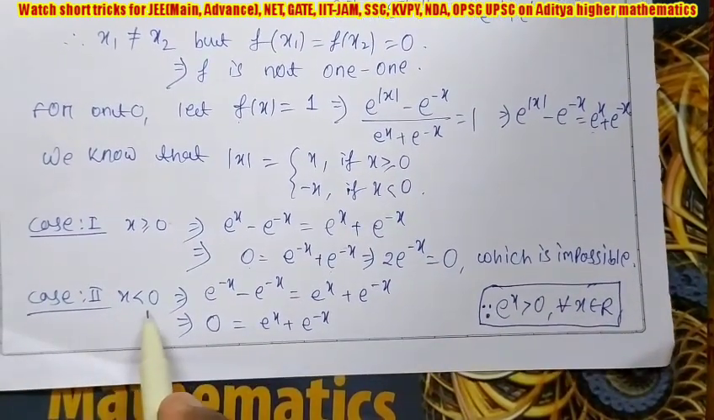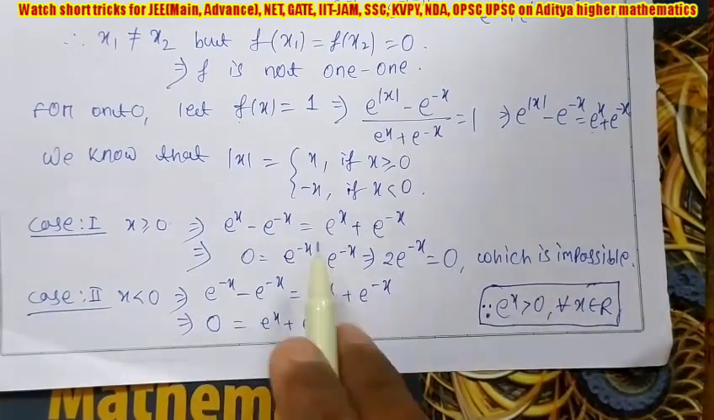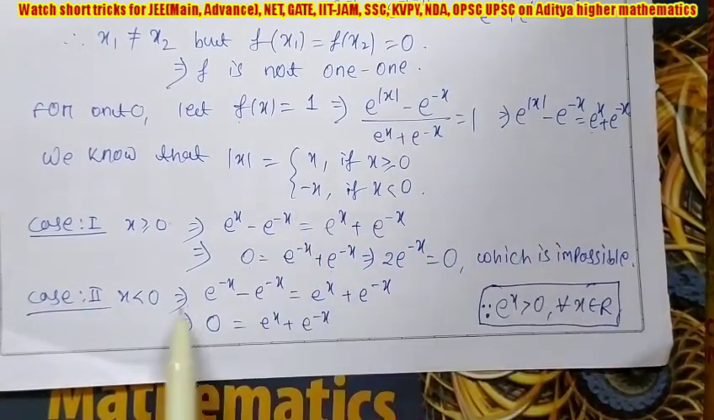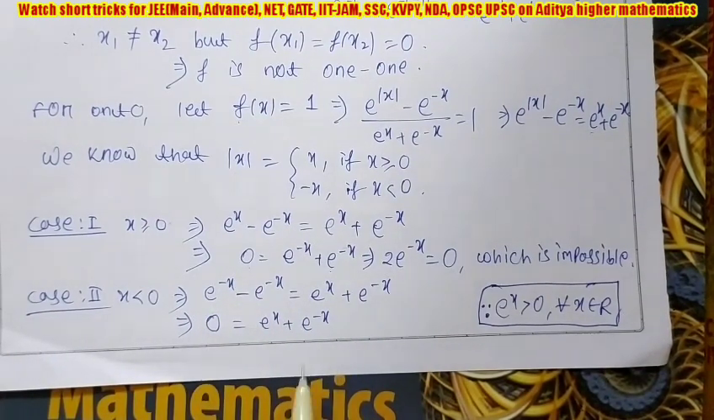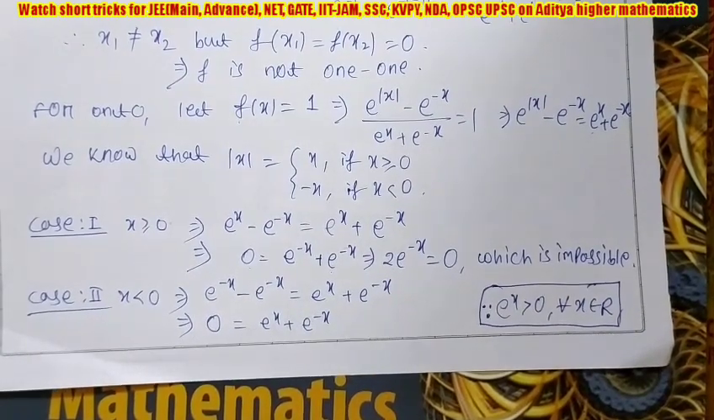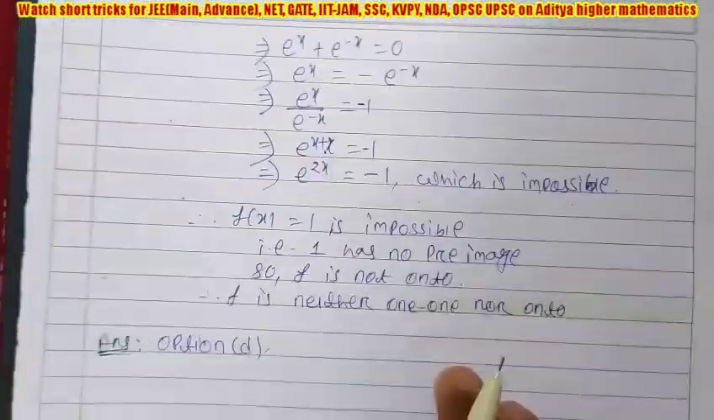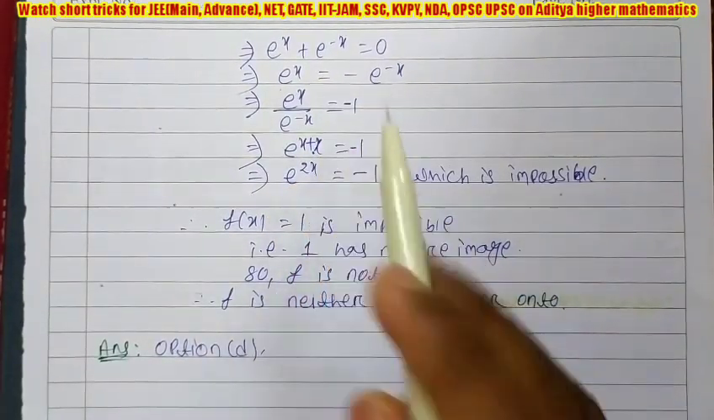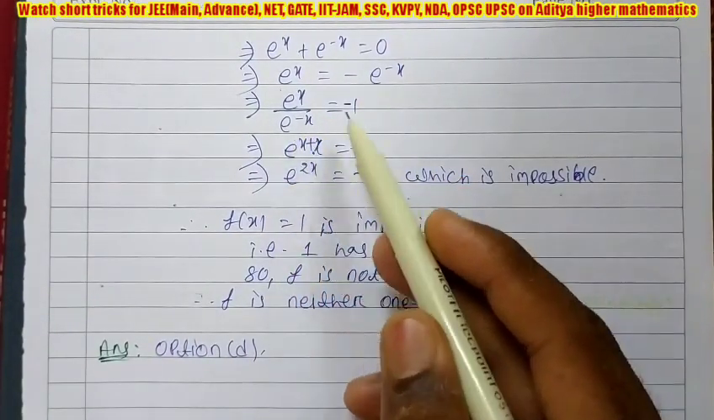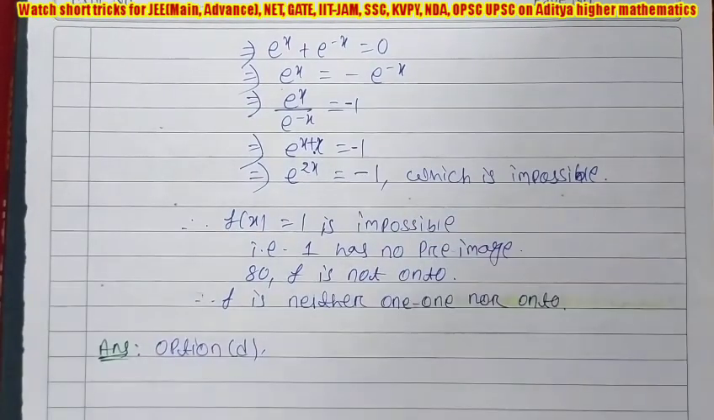When x is less than 0, mod x you have to take minus x. Okay, so this is 0, both are same, and right side e^x plus e^(-x), and e^x plus e^(-x) we are getting 0. Now this one I take right side. Now divide. When you divide right side you will get minus 1.